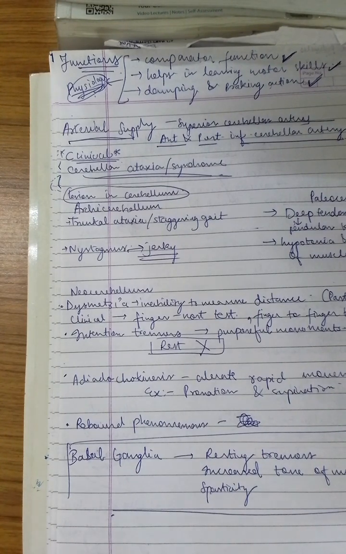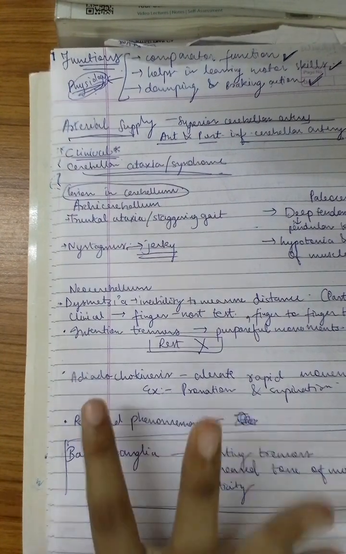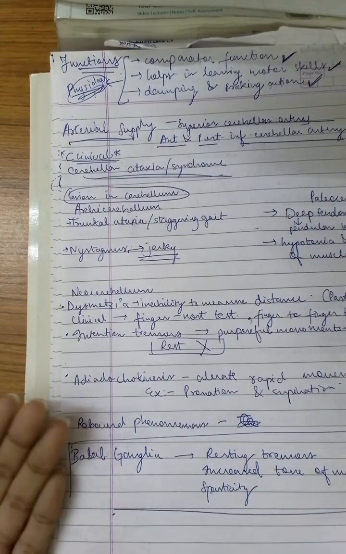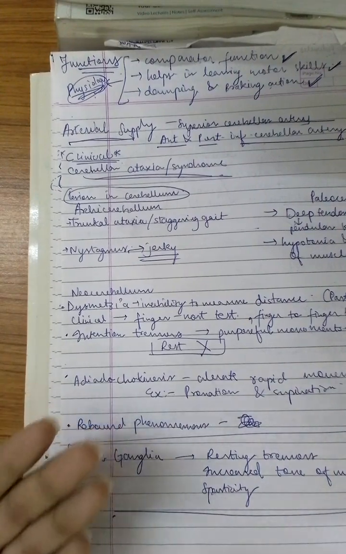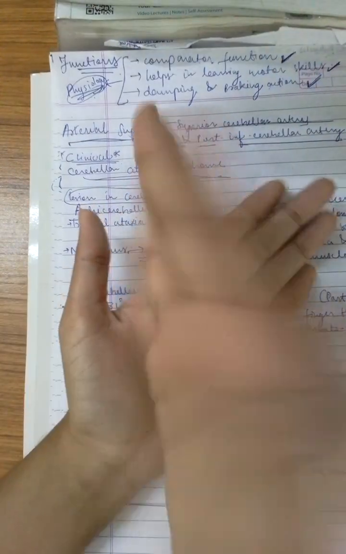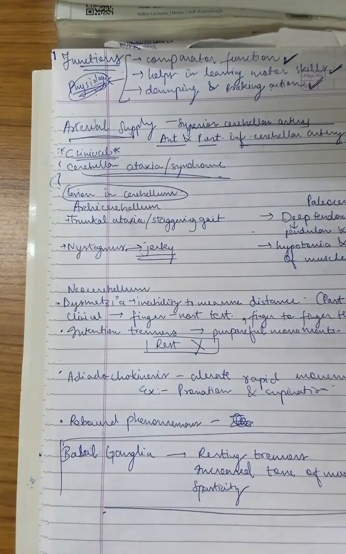Then comes intentional tremors. The function of the cerebellum is to do action, so while the person is doing the action, he will have certain tremors. That is intentional tremors, which is different from basal ganglia. And the muscles will be hypotonic, so muscle wasting will be there. Adiadochokinesia, that is alternate rapid movements where we are doing pronation and supination. If we ask the person to do this, he won't be able to do it properly.